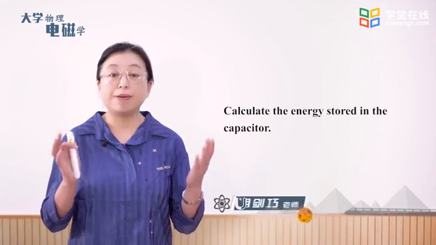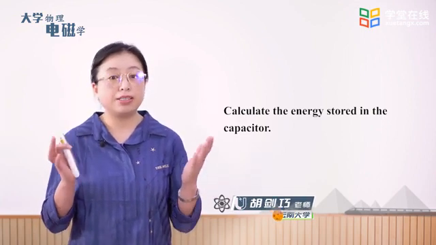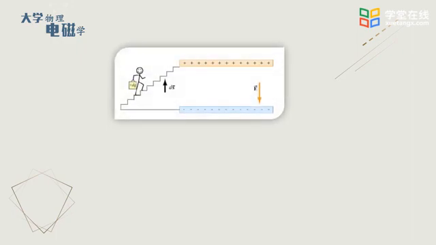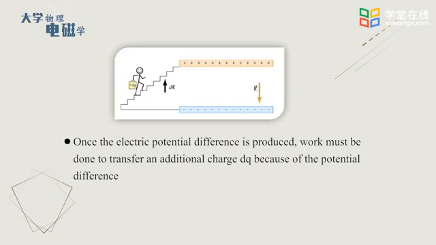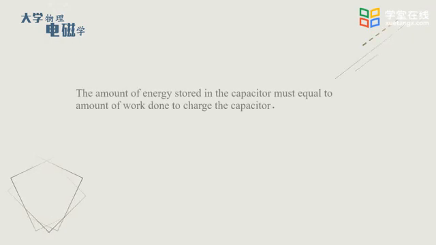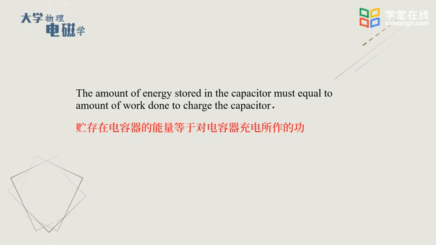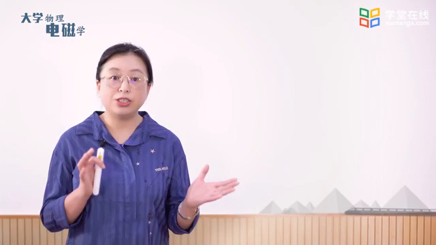To calculate the energy stored in the capacitor, we shall consider a charging process which gives us the same result as the process above. In this process, we move the charge from one plate to the other mechanically through space between two plates as shown in the figure. Initially, no work is required to move the small amount of charge dQ from one plate to the other plate since no electric field in space between the plates. However, once the charge dQ has been moved and deposited on the other plate, the very small electric potential difference is produced in space between the plates. In such a case, work must be done to transfer an additional charge dQ because of the potential difference. We understand that the amount of energy stored in the capacitor must equal to amount of work done to charge the capacitor. Now let's calculate the energy stored in the capacitor.